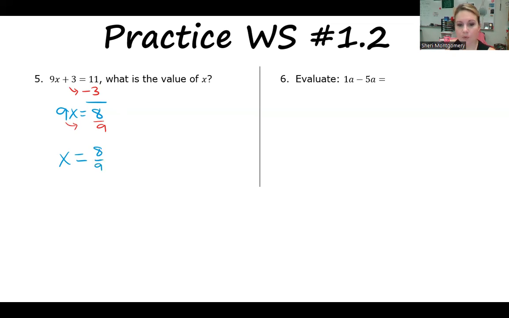Do not freak out when you get fractions as answers on the quiz. We've been doing fractions over and over again. There's going to be fractions on the quiz. You're going to get fraction answers. You're going to deal with fractions.